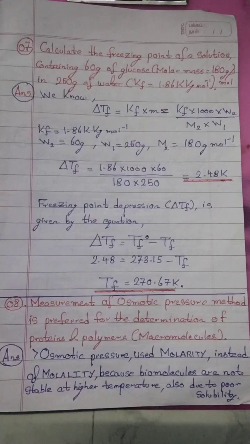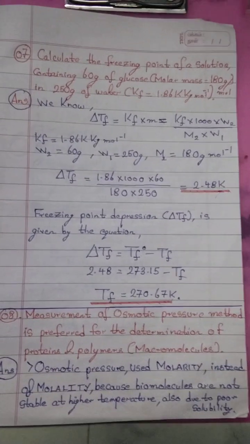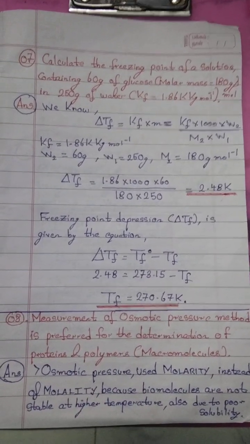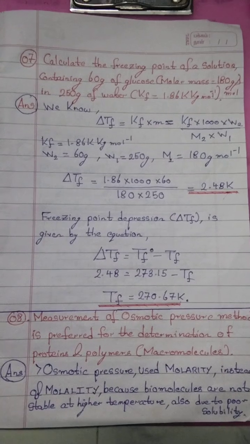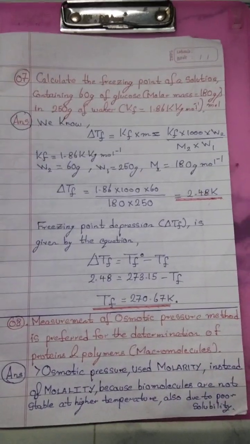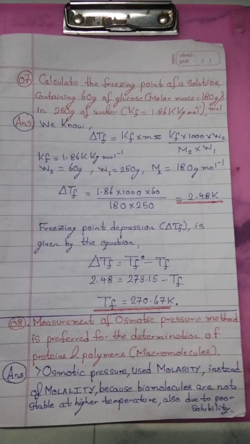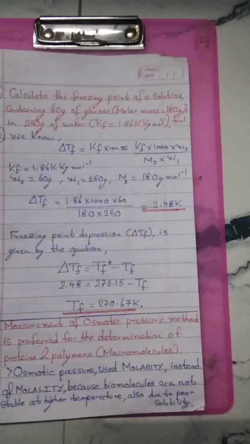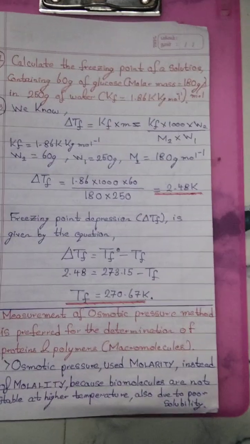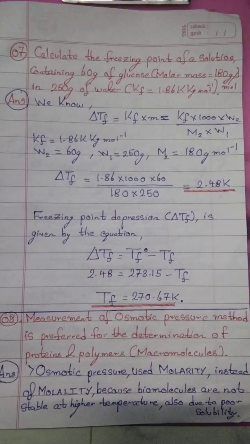Why is the measurement of osmotic pressure method preferred for the determination of proteins and polymers, that is macromolecules? Because osmotic pressure uses molarity, capital M, instead of molality. Hence biomolecules, which are not stable at high temperature and are also poor in solubility, can be easily measured.